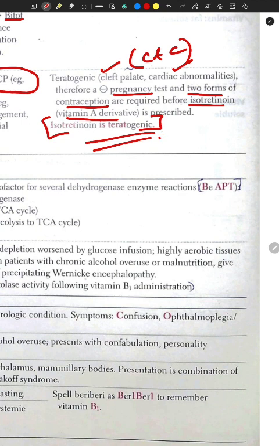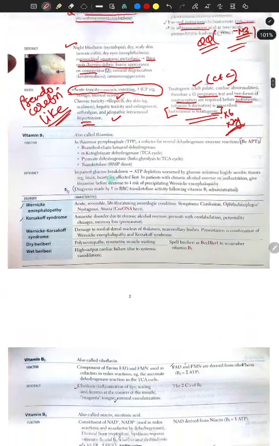So with isotretinoin, you should avoid pregnancy for 6 months, and with acitretinoin you should avoid pregnancy for 2 years. This is very, very important. And what does the teratogenic effect mean? Cleft and cardiac abnormalities. So this is for your vitamin A.